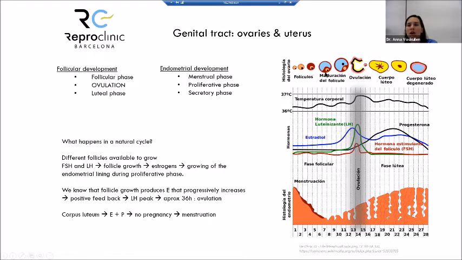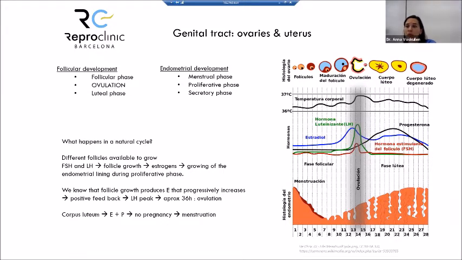When these estrogens are created, they are going to stimulate the endometrium, which is the other phase. So after the menstruation, which is here, we will have the proliferative phase. That means that the endometrium lining is going to grow in response to the estrogens. These estrogens are going to increase a lot and produce an LH peak as well, and this is going to produce the ovulation.